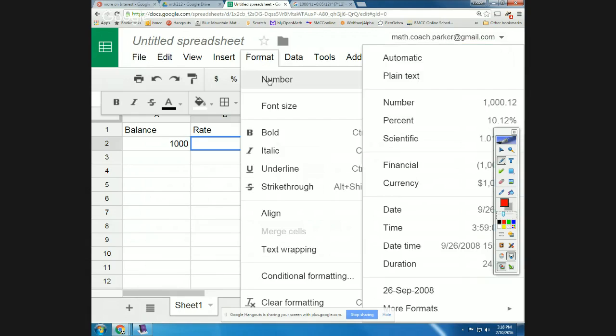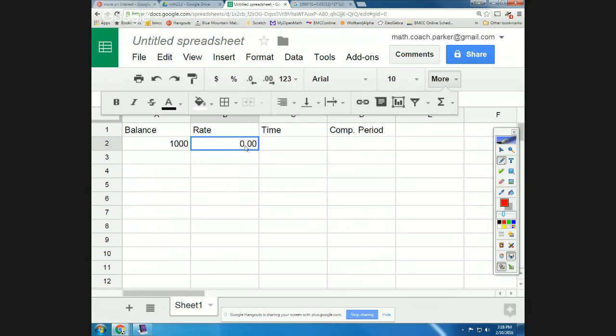Format, number, 0.05. The alternative is if you type it as a decimal, then convert it to a percentage, and it'll show it as 5%. I have some extra decimals I can get rid of. Time, number of years, we started with 7. Compounding period was 12 periods per year, sorry.